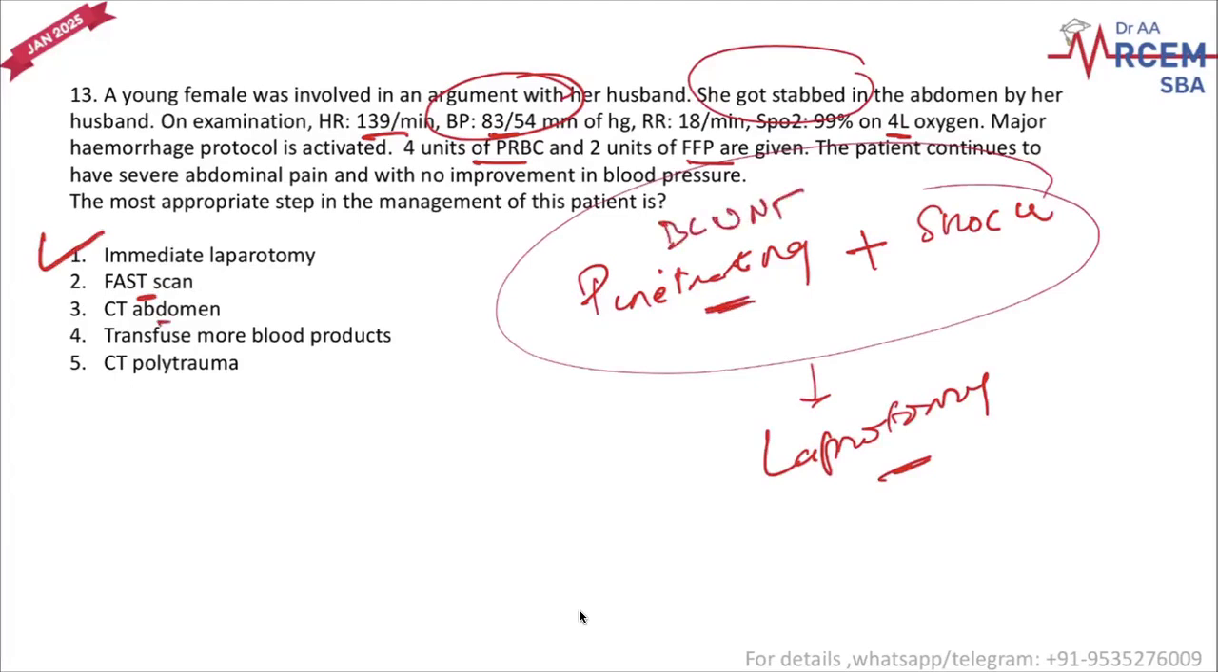CT abdomen, you cannot get it done because the patient is unstable. Transfuse more blood products, yes, will be required, but the first step is to stop the bleeding. That is, involve the surgeons and ask them to perform a laparotomy and stop the bleeding. CT polytrauma, again, you cannot get it done if the patient is unstable.